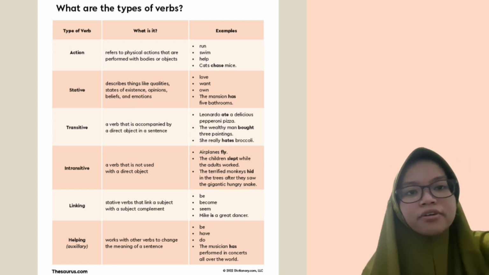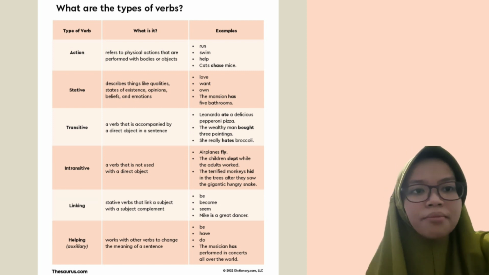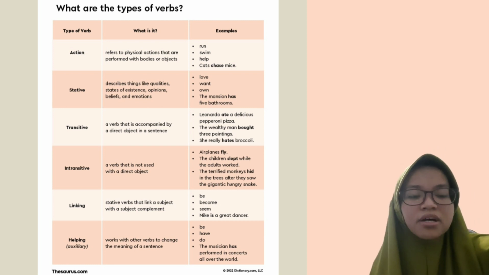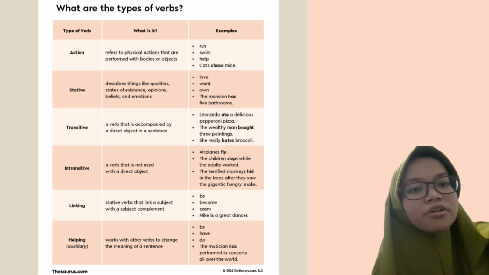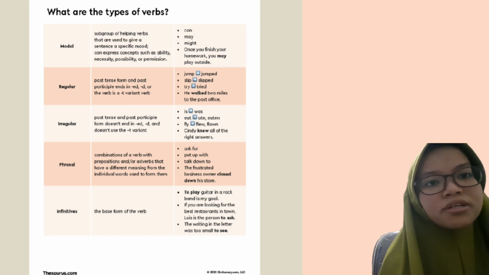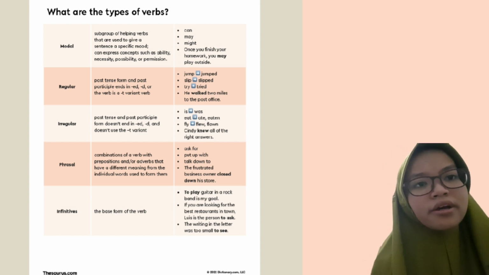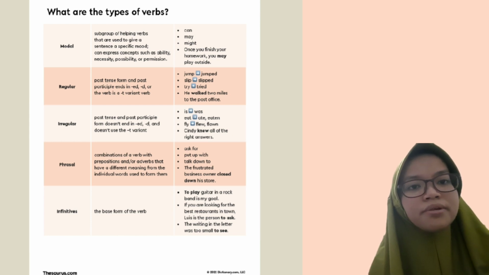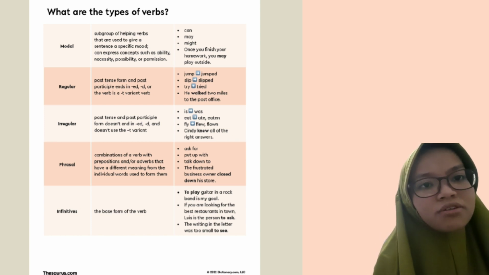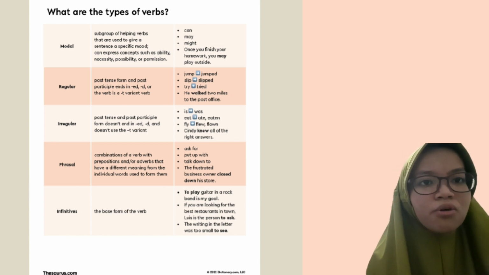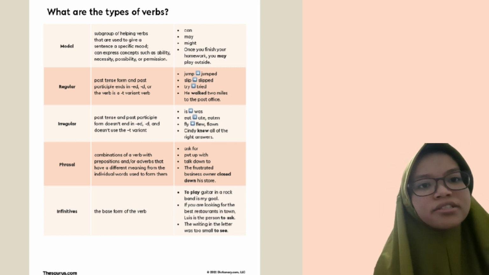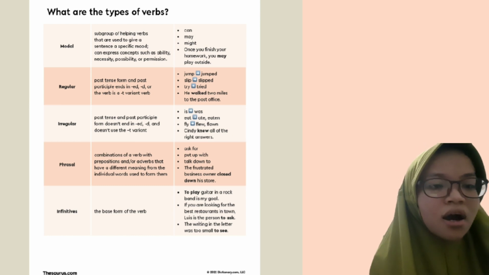The next type is linking, like Mike is a great dancer. And the next type is helping, which works with other verbs to change the meaning of a sentence. The example is a musician has performed a concert all over the world. The next type is modal. Modal is a group of helping words that are used to give a sentence a specific mood, and can express concepts such as ability, necessity, possibility, or permission. Like the example, once you finish your homework, you may play outside. And the next type is regular. Past tense and past participle forms end in -ed. Like he walked 2 miles to the post office. And irregular is where the past tense and past participle form doesn't end in -ed. Like Cindy knew all of the right answers.